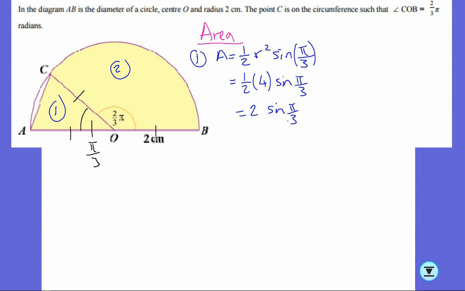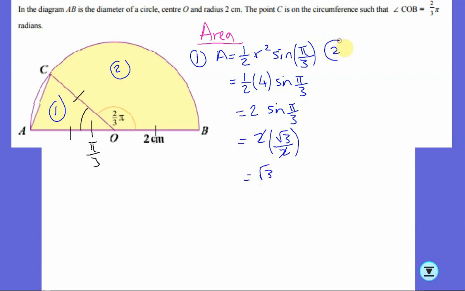Now there are some things that you should memorize, and this ratio is one of them. So sine pi over 3 is equal to root 3 over 2. So it's 2 lots of root 3 over 2, and these will cancel, so you end up with a nice exact answer of root 3.